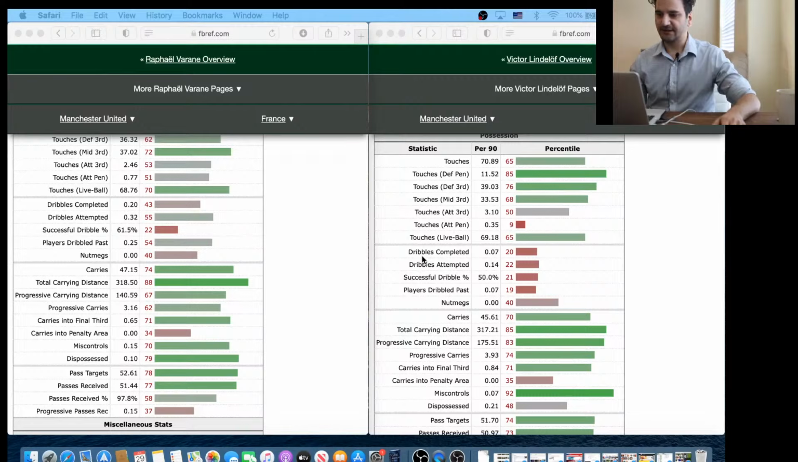An example of that is the dribble aspect. Dribbles completed for Lindelöf is 0.07 per 90 minutes versus 0.20 per 90 minutes for Varane. Varane is better than twice as good at dribbles completed. His double would be 0.14. Dribbles attempted is 0.32 versus 0.14.